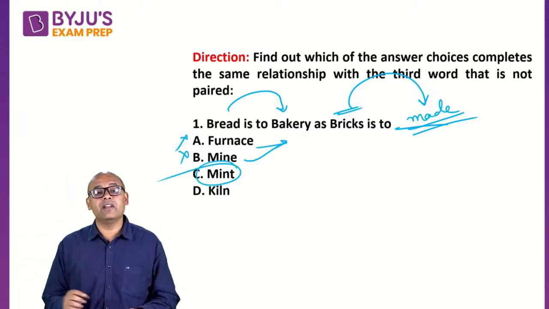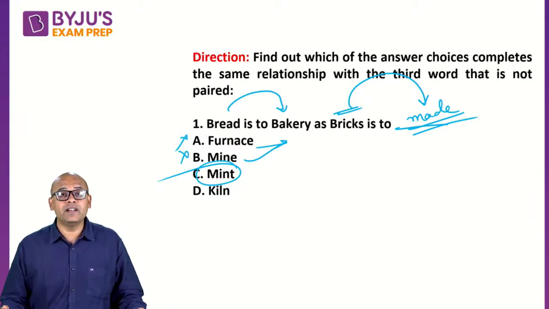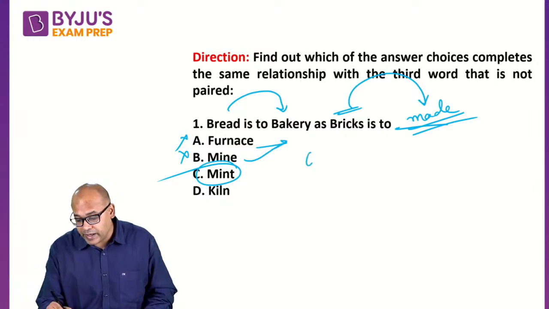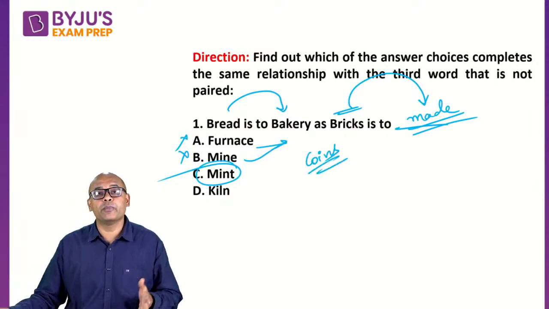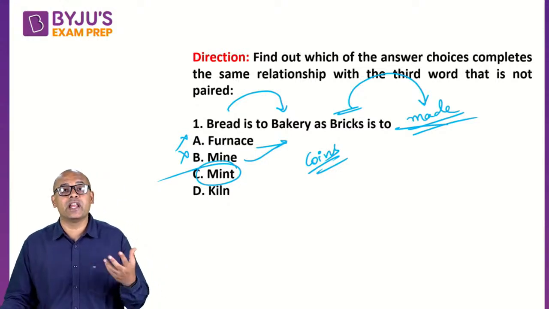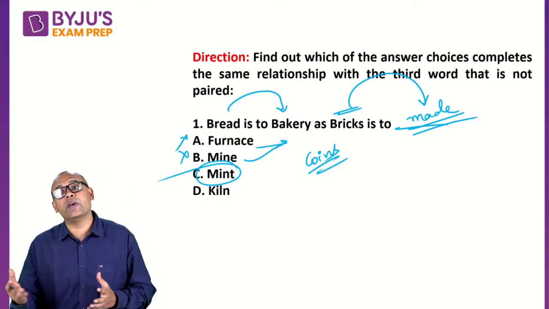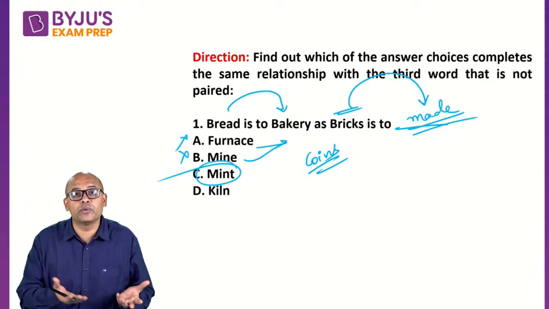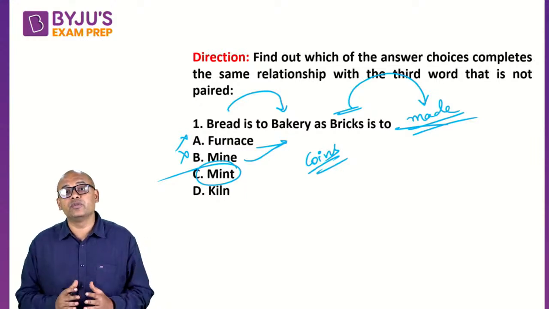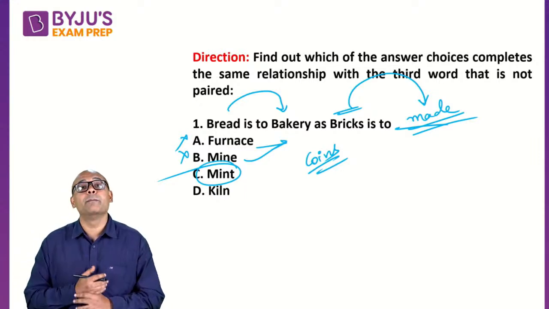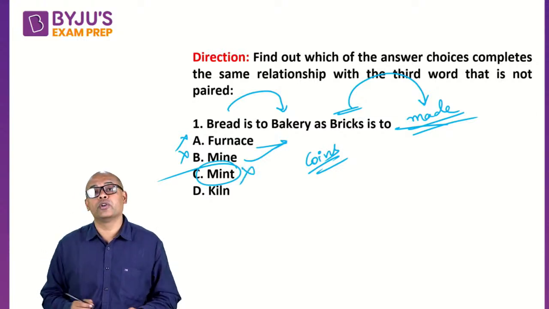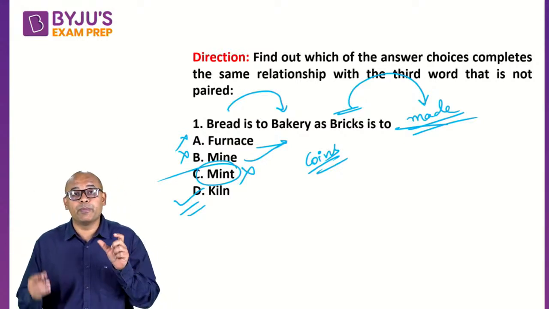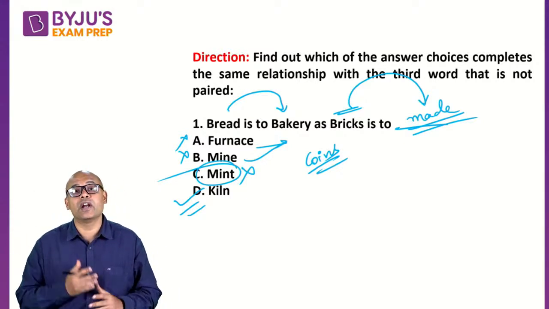What is a mint? Anyone? What is a mint? Mint, if you don't know, is a place where coins are made. 1 rupee coins, 5 rupee coins, the place where coins are made is called a mint. It's not just coins, the place where your currency, any note, 500 rupee note, 1000 rupee note, 2000 rupee note, any of these notes get printed is called a mint. So this is obviously not your answer. So the correct answer has to be kiln. So the word used for the place where the bricks are made is called a kiln.